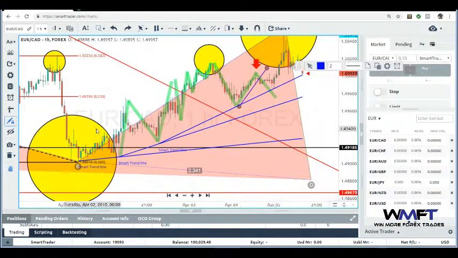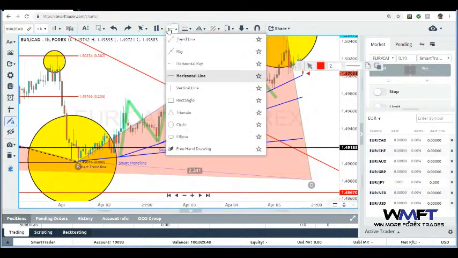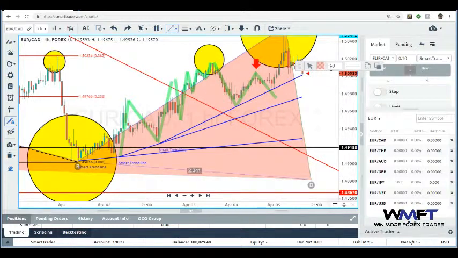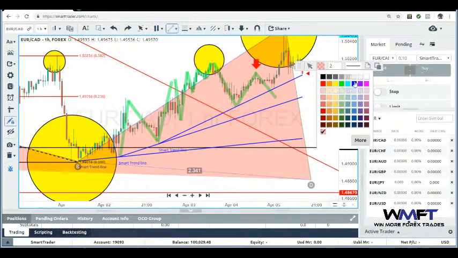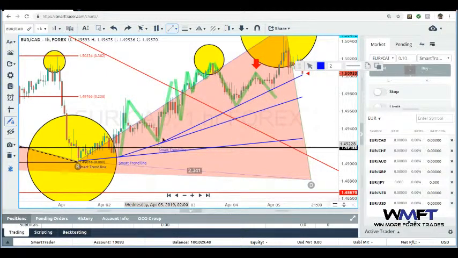Let me draw my own trend line. Okay, Smart Trader drew my trend line in this fashion right here. We're back here. Smart Trader had my trend line going up like that.